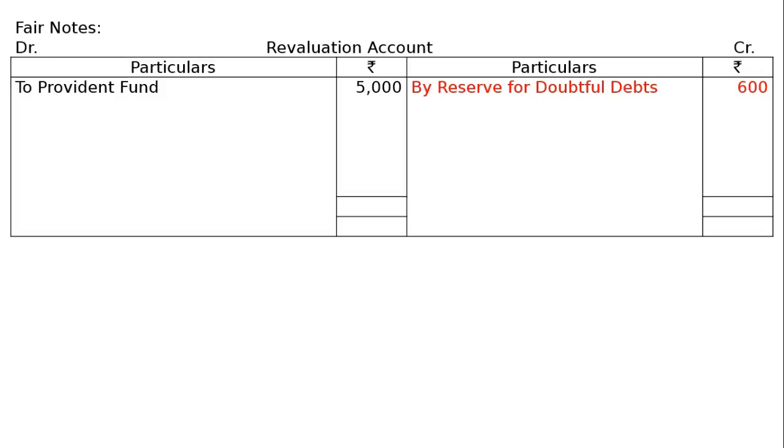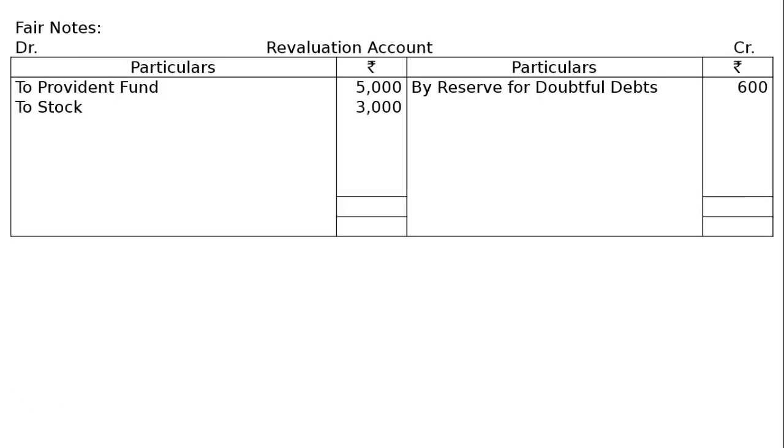Next one is stock, which included 3,000 for obsolete items. Obsolescence means the items are written off or thrown away, so stock is decreased. To stock 3,000. Decrease in asset is an expenditure. Obsolescence is an expenditure just like depreciation.